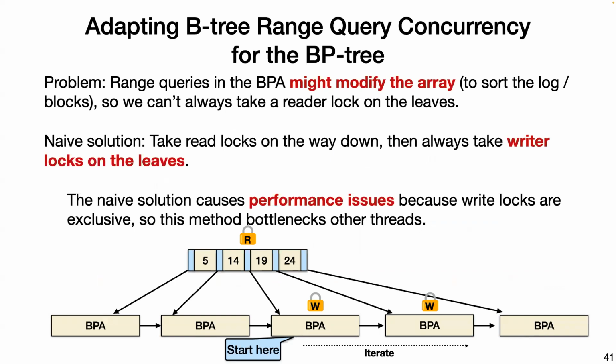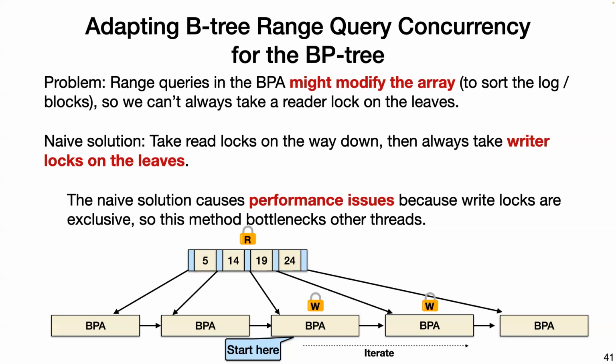The naive solution is to take the read locks on the way down because nothing has changed in the internal levels, but then you always take the writer locks on the leaves. And that's not wrong, because if you take it in writer mode, you have exclusive access, and so you can do whatever you need to do, like sorting or otherwise. But the performance is fine when the distribution is uniform, and quite poor when the distribution is skewed, because everybody wants to go to the same leaf, but everybody's trying to take it in exclusive mode.